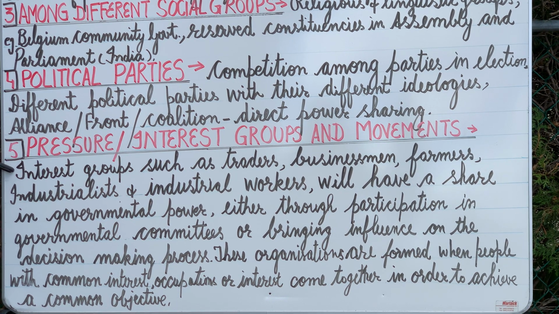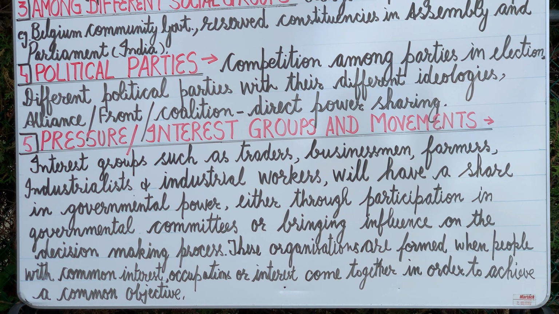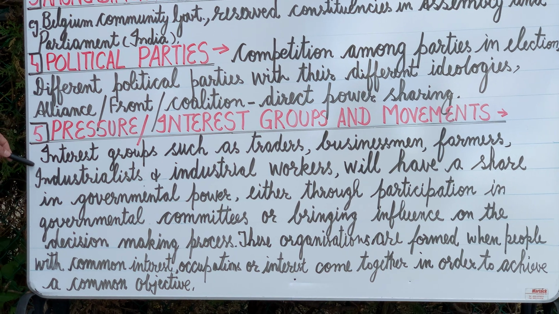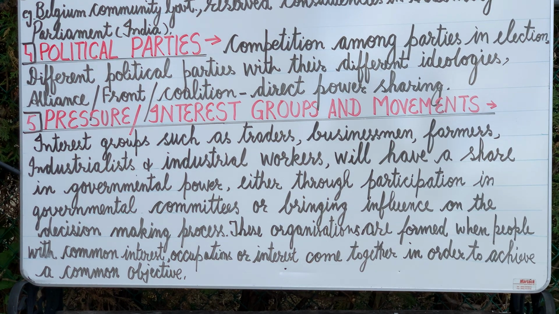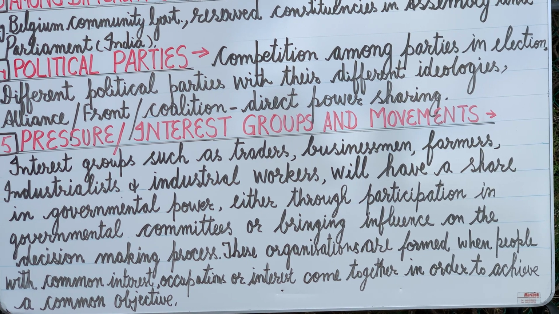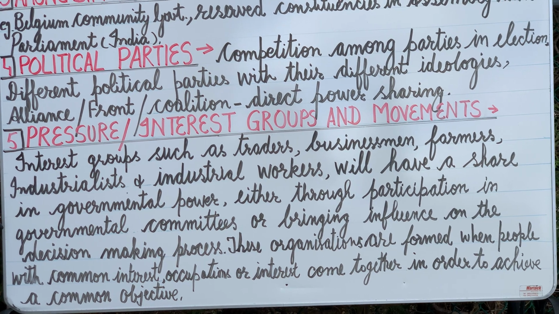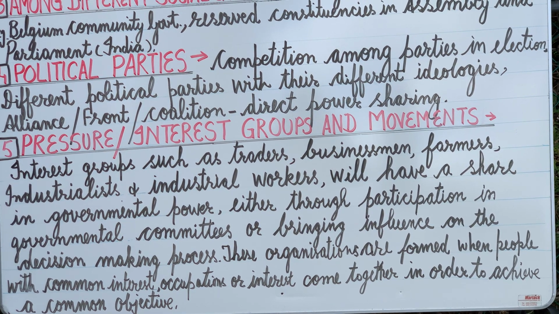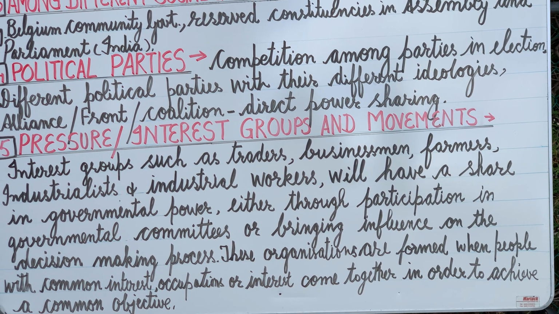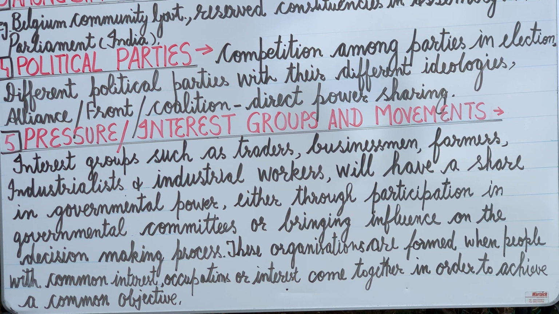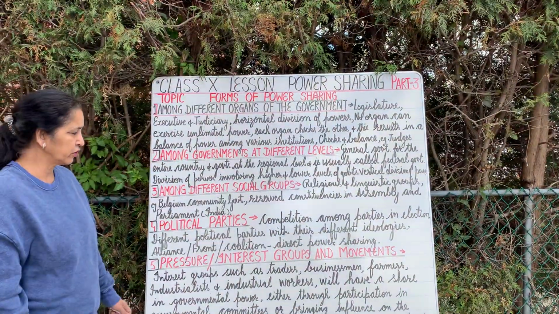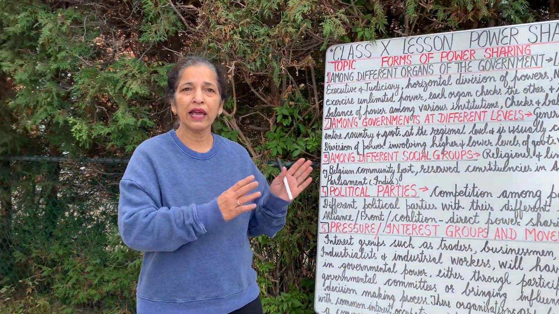Next is the sharing of power with pressure groups, interest groups and movements. Now, what are these? Interest groups such as traders, businessmen, farmers, industrialists and industrial workers all have a share in governmental power, either through participation in governmental committees or by influencing the decision making process. These are organizations formed when people with common interests or occupations come together in order to achieve a common objective. Unlike political parties, their aim is not to contest elections, but their role affects public opinion in the country.